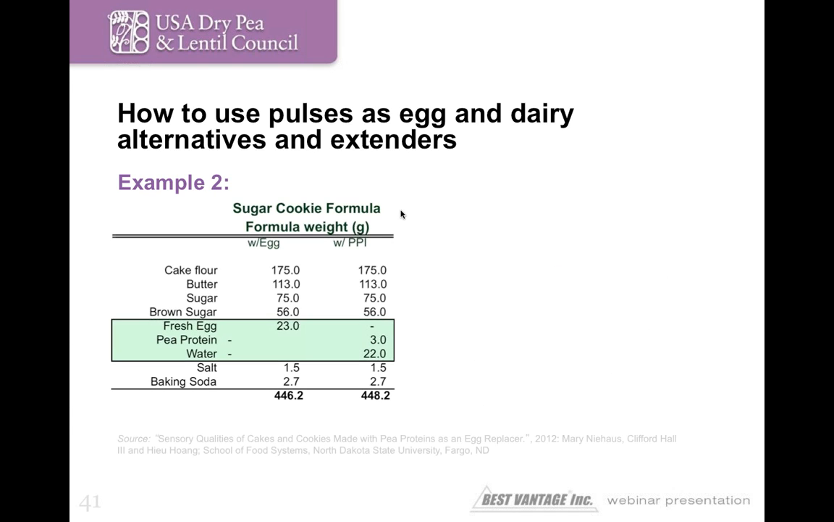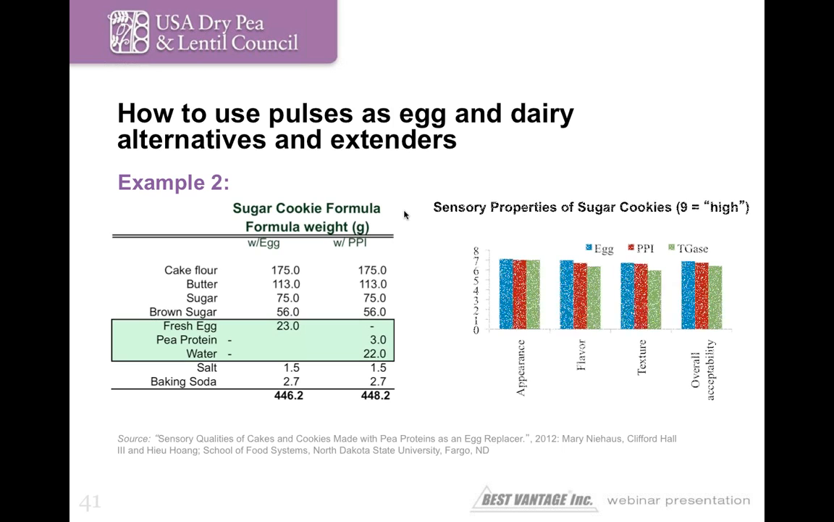Now, looking at another example, using sugar snap cookies. In this series of tests, fresh egg, 23 grams in the formula provided, was replaced by pea protein and water. And the sensory properties of the sugar snap cookies so formulated showed that a very good quality cookie could be developed using pea protein isolate.